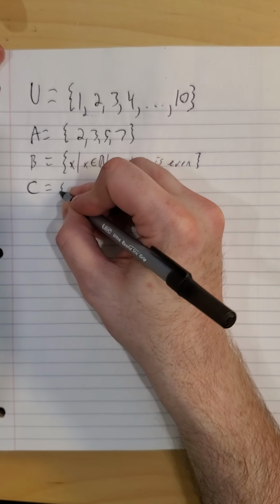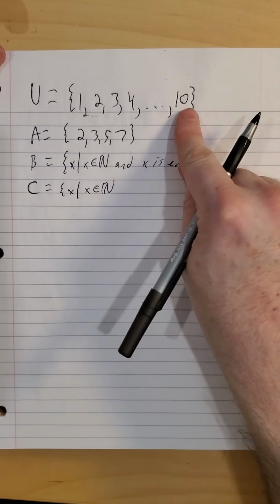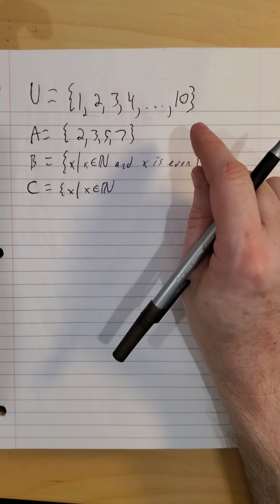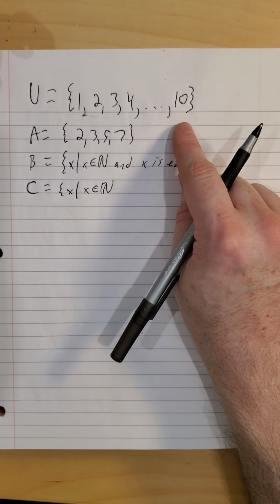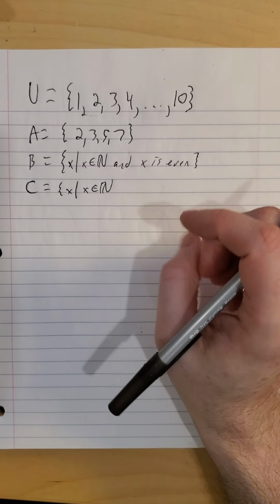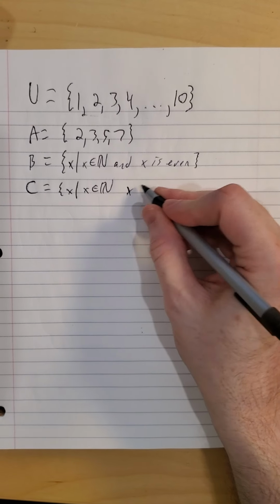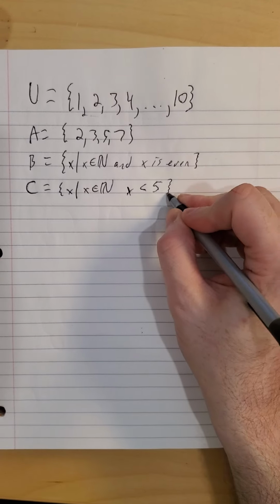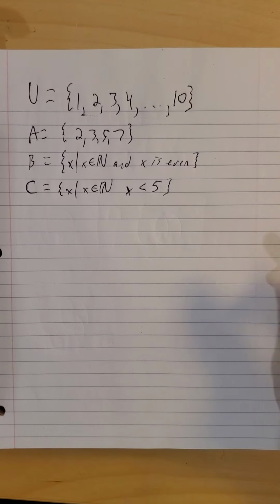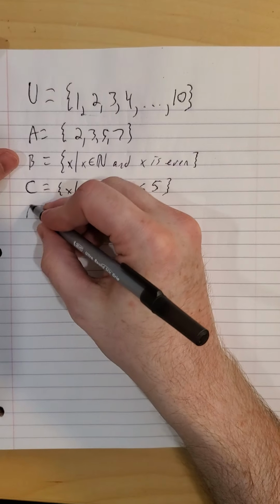And C be the set of all x such that x is in the set of natural numbers. And again, we have this restriction based on the universal set for the problem that our universal set only goes through 10. So natural numbers for this problem, we're only concerned with the ones that go through 10. And let's see, what did I pick for that one? X is less than 5. So we're going to place these in a Venn diagram and then use it to answer a few questions.